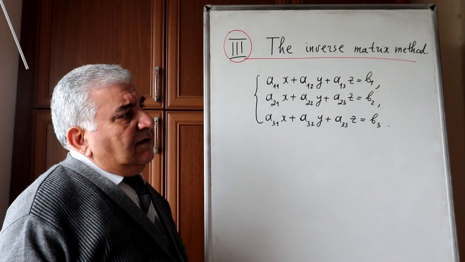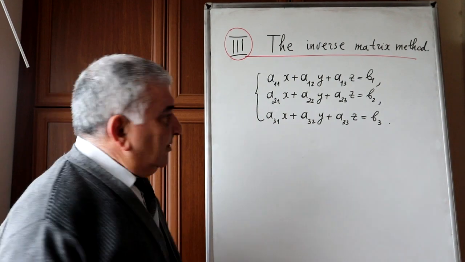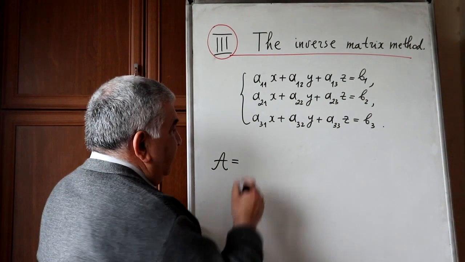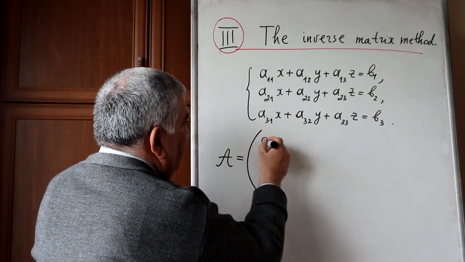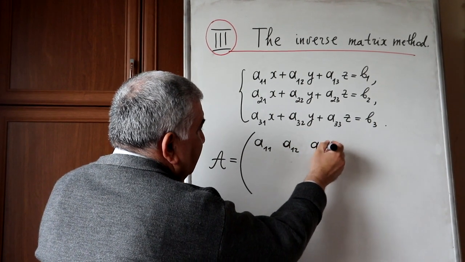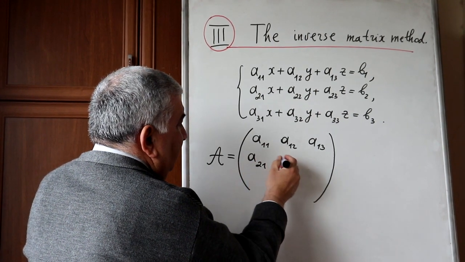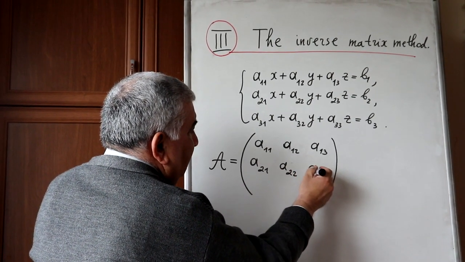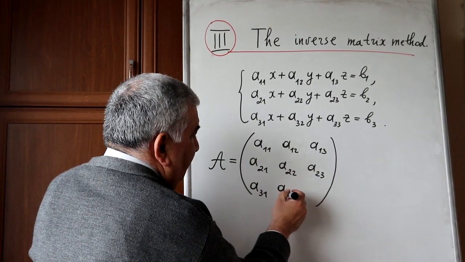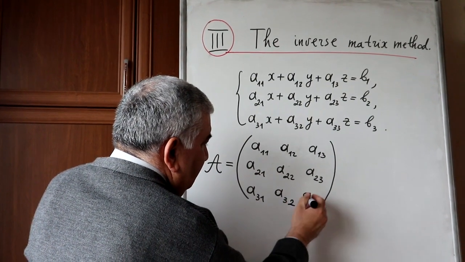Here the following matrices will be used. The matrix of coefficients. Matrix of coefficients a11, a12, a13. This matrix consists of only the coefficients a21, a22, a23, a31, a32, a33.